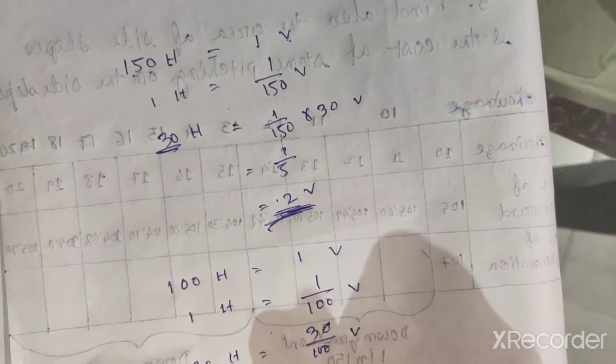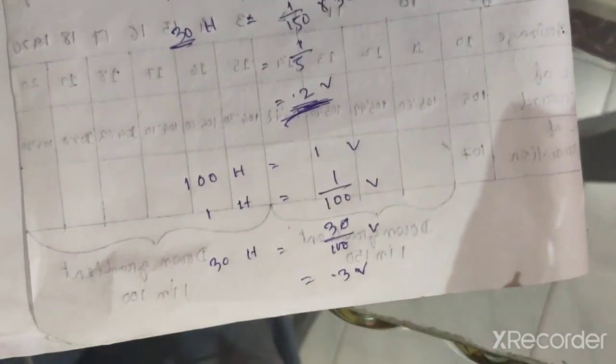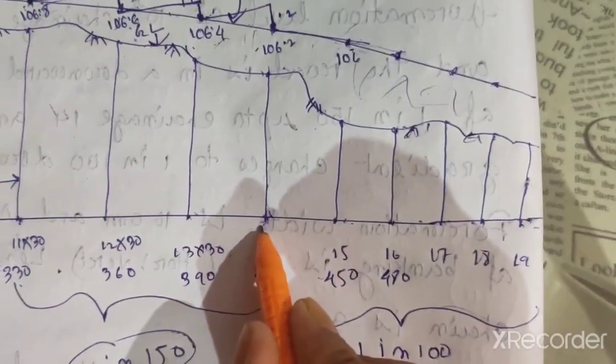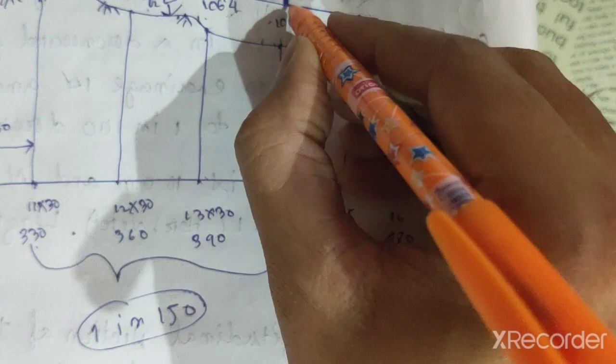That means 0.3, it is moving vertically. Earlier case it was 0.2, now it is moving 0.3 vertically. So from this point, we have to deduct 0.3.